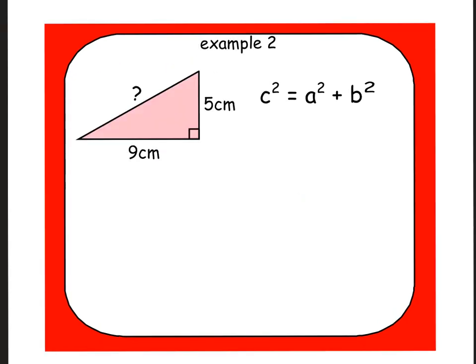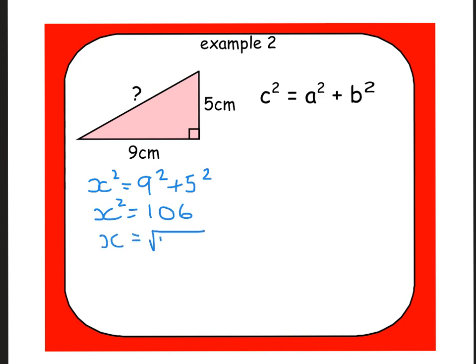Right, example 2, we need a calculator for this one. So let's call our slope X. You can call it whatever letter you want, but I stick with X. So X squared equals 9 squared plus 5 squared. So X squared equals 81 plus 25 is 106. Now, that's not an exact answer this time, so we're going to have to go to a calculator. So something squared is 106. You do the opposite of squaring, and you do the square root of 106. And it won't be a nice answer, so you have to choose what your rounding would be.